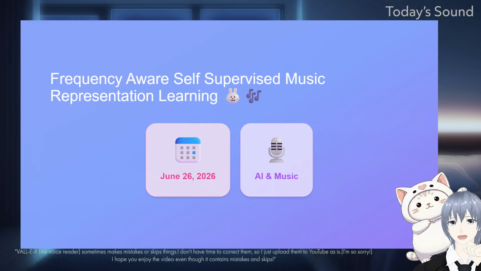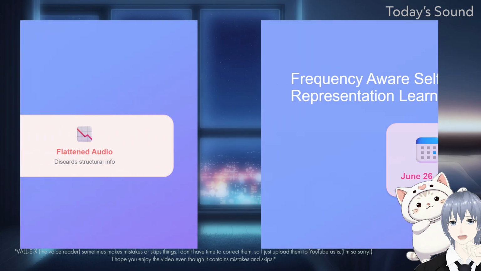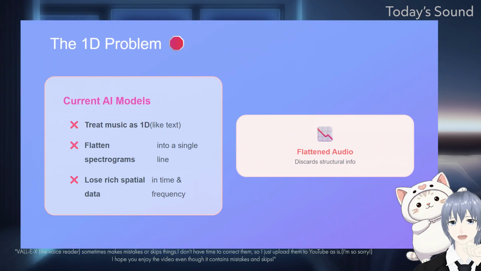I have got a really fascinating paper to share with you today, and it is all about teaching computers how to understand music the way human producers do. The title is Frequency-Aware Self-Supervised Music Representation Learning. The nickname is PupuJEPA. It is long. Let us dive right into it, because this one is a bit of a mind bender.